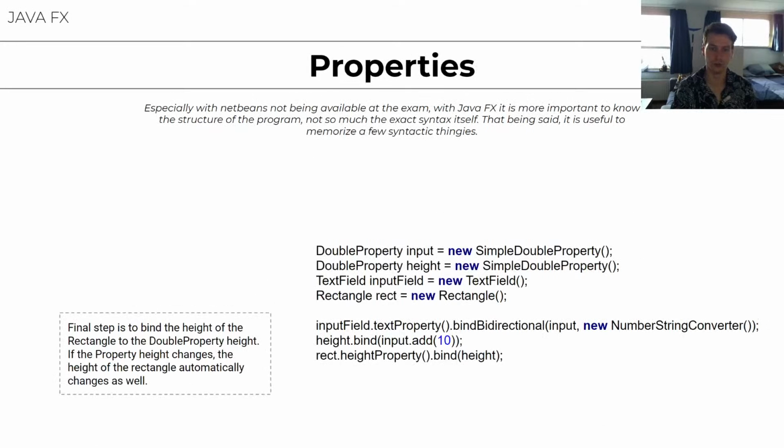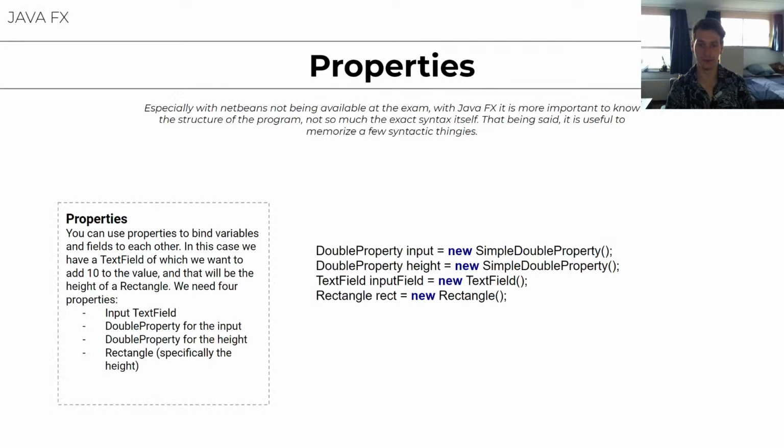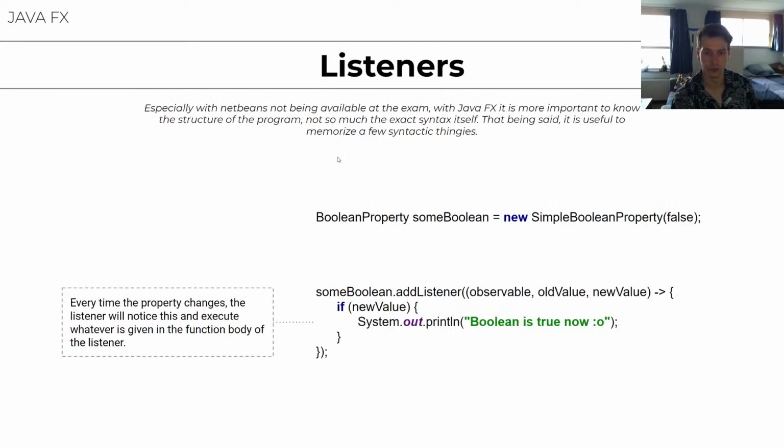How do you, for example, like maybe one example of a stream might be useful. Maybe how to create, here, this line, for example, how to bind a text field to a double property. That one might be useful. How to create a listener might be useful. I would just add small code snippets that basically tell you how to use a function.